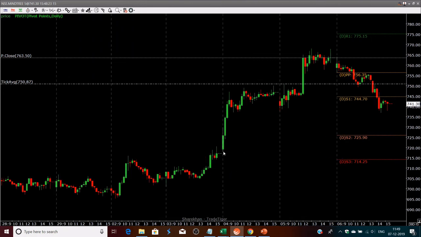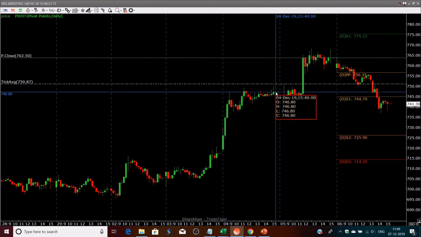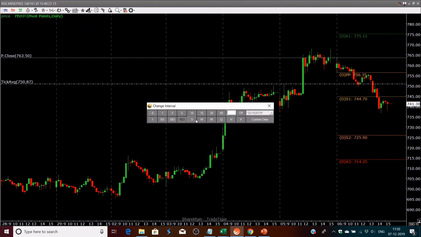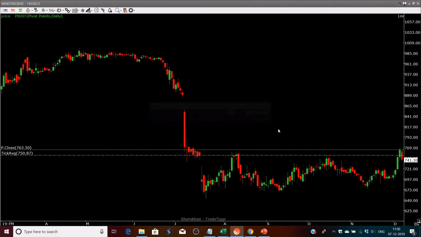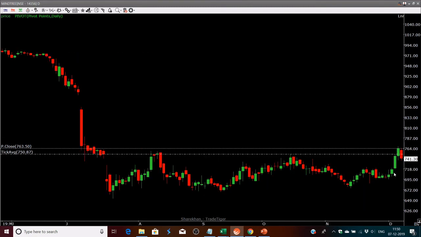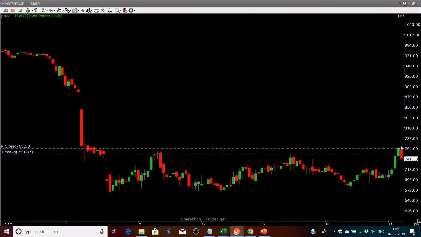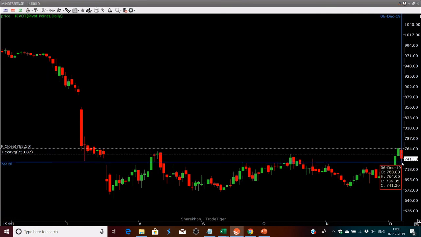So if you see these days, it opened here and closed near the high of the day, and the next day it opened down and then again closed near the high of the day. So this is how you can analyze and find the breakouts of the stocks. See the breakout, the first day here, then the next day here, and now there is a change in the trend. Maybe it will come back to the retracement level up to 50% or 60% and then move forward.